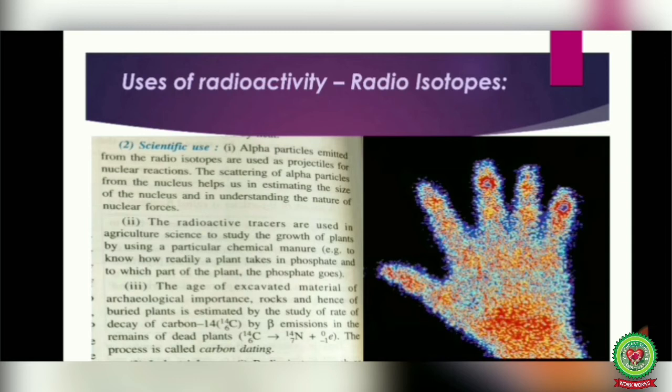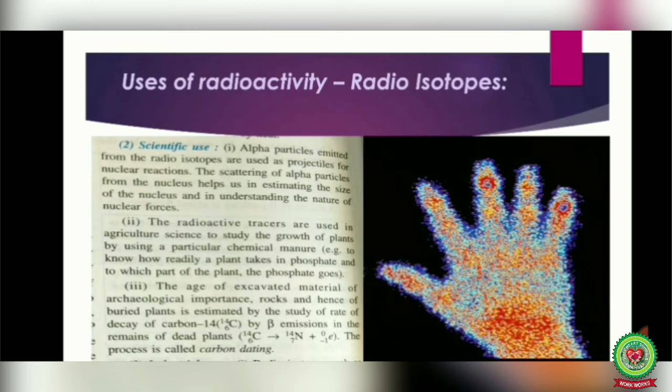The age of excavated material of archaeological importance, rocks and hence of buried plants, is estimated by the study of the rate of decay of carbon by beta emission. Students, this beta emission, which is none other than a radioactivity process, helps to estimate the age of rocks, buried plants and remains of dead plants, and this process is called carbon dating.